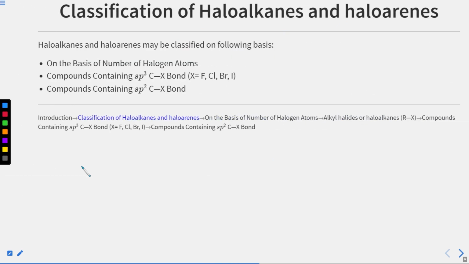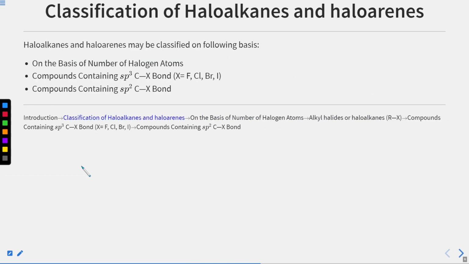Now let us move to the classification of haloalkanes and haloarenes. We will classify both today. If we look at the classification, it can be classified on three bases basically. It can be classified on the number of halogen atoms. Say we have 1 chlorine attached, 2 chlorine attached, 3 chlorine attached. All will result in a different halogen compound. Then we have compounds containing an sp3 C-X bond.